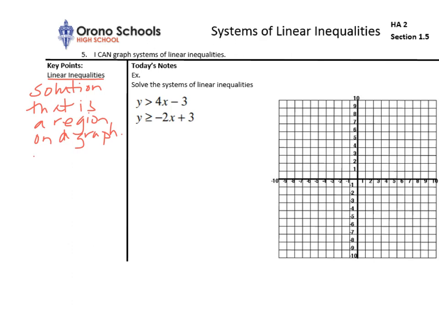You'll always want to get y by itself, and you'll want that on the left-hand side. In our first example, y is already by itself, so we're in great shape there. The second thing you want to do is graph each inequality separately, and we'll shade as well.